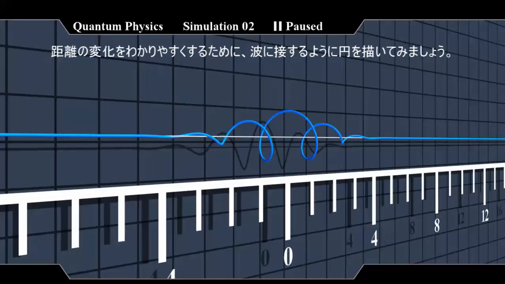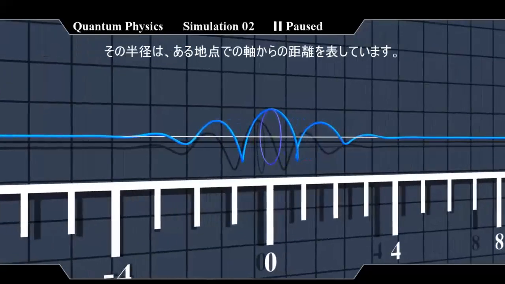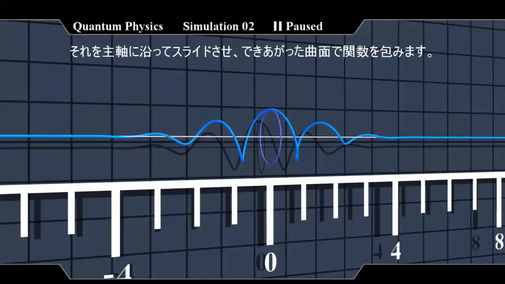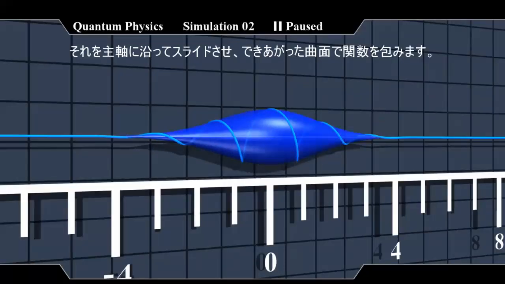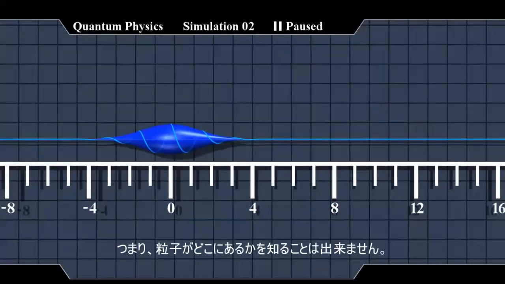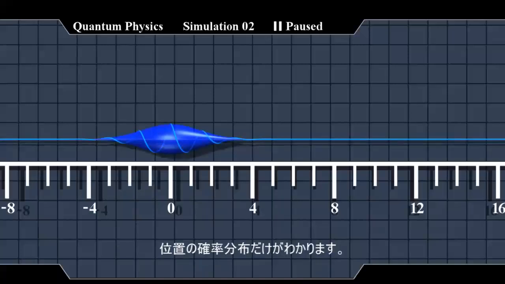To better see the varying distances, let's draw a circle that touches the wave. Its radius shows us the distance at a given point. We'll slide it along the main axis and wrap the function with the resulting surface. So we don't know exactly where the particle is, but we do know the probability distribution of its position.